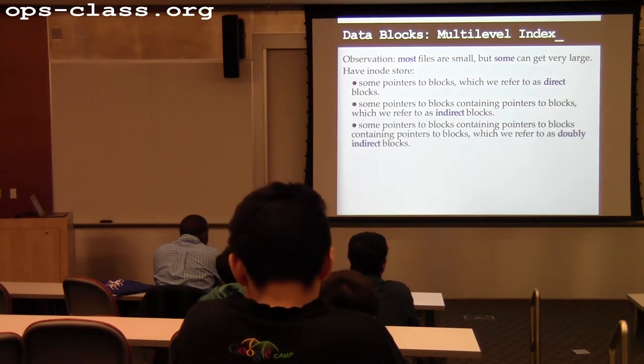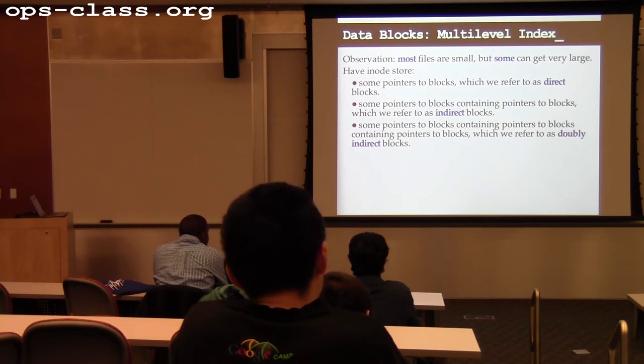Yeah, I have pointers to blocks that contain pointers to blocks, right? And I call these doubly indirect blocks, right? And what happens if the file gets even bigger? Now, I can keep playing this game all day. Actually, some file systems have triply indirect blocks: pointers to blocks that contain pointers to blocks that contain pointers to blocks. I think I got that right.